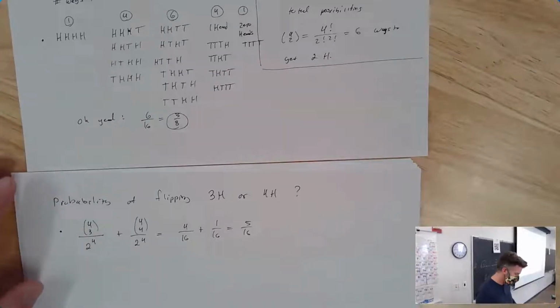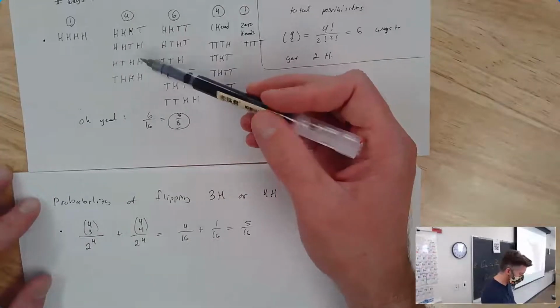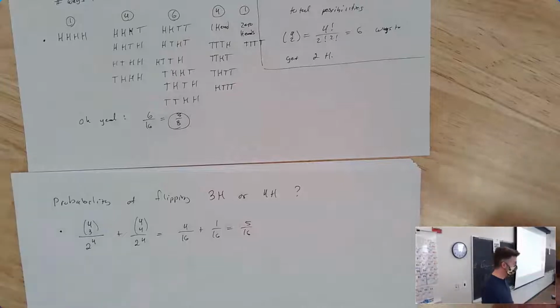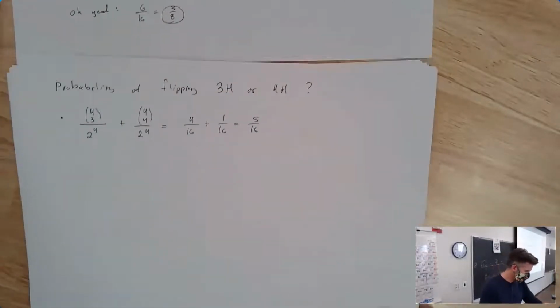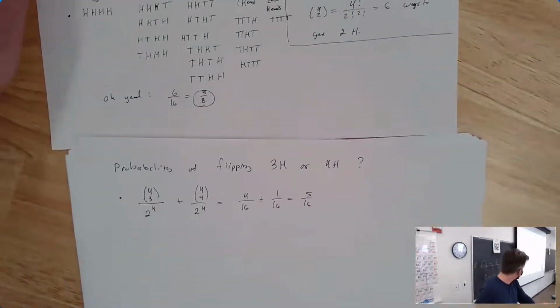Or you could look back at the work we already did. Say, oh yeah, there's 4 ways of getting 3 heads. There's 1 way of getting 4 heads. There's 5 ways of getting 3 heads or 4 heads. And there's 16 total possible things. So 5 out of 16. Let's actually keep this up for a second.